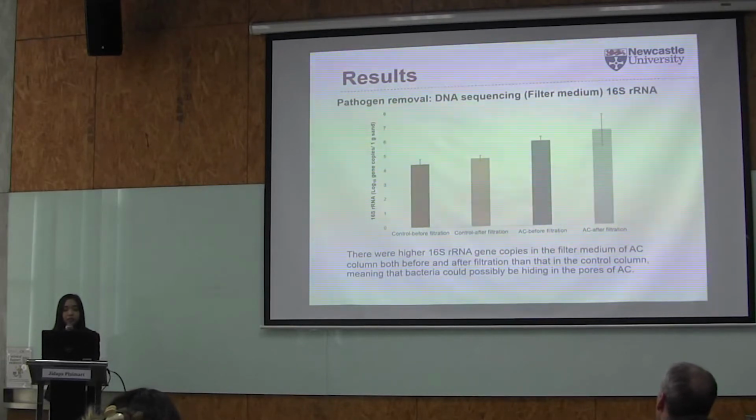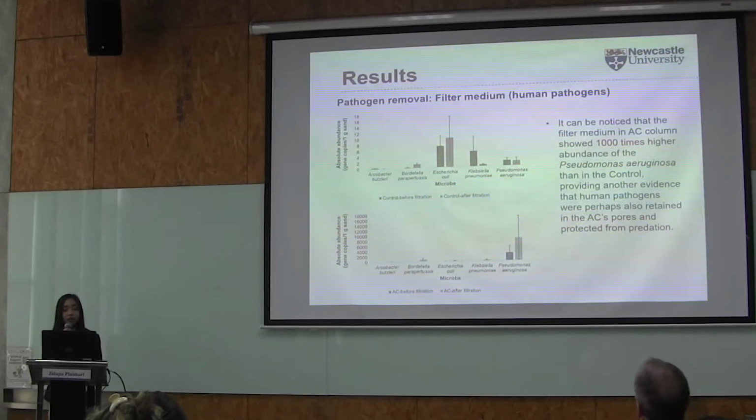The DNA in the filter medium was also sequenced for 16S rRNA. It was found that there were higher 16S rRNA gene copies in the filter medium of the AC column, both before and after filtration, than in the control, meaning that bacteria could possibly be hiding in the pores of activated carbon.